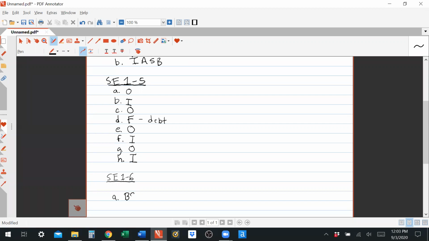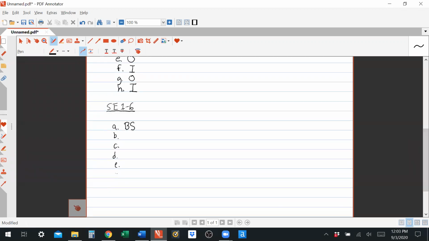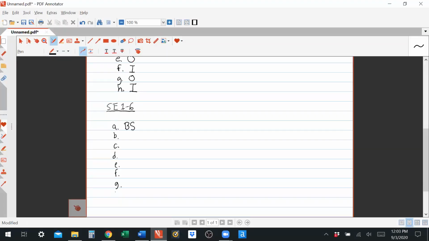So BS stands for balance sheet, not the other thing that you frequently see BS used as. How many of them are there? 8 of them. All right. A through H. Do we have a question? No, people are still answering. Yeah, balance sheet. Good.